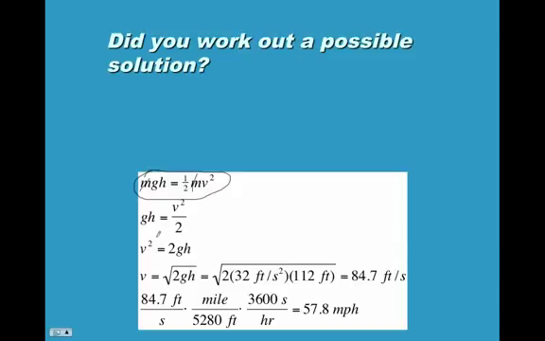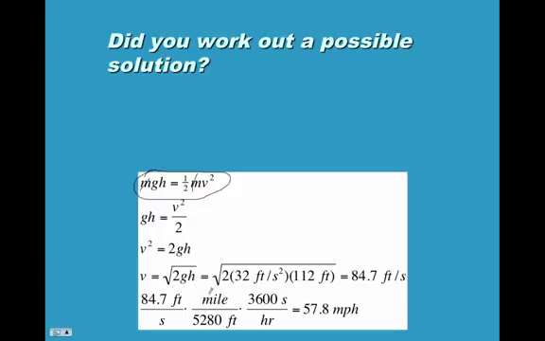So let's solve this. If gh is equal to v squared over 2, multiply both sides by 2. v squared is equal to 2 times g times h. Now we want to solve for v, so we're going to take the square root of both sides. So v then is equal to the square root of 2gh.